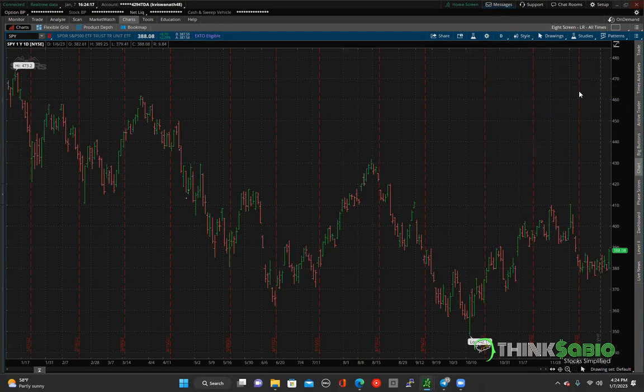There are a few other ways to represent the same. They use the bar chart, which shows the high, low, and then the open and close. It's basically the same thing. They have it in a different representation.